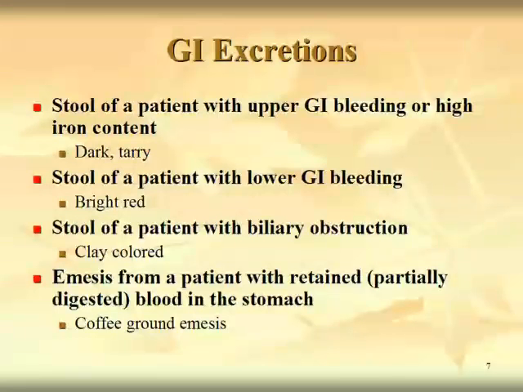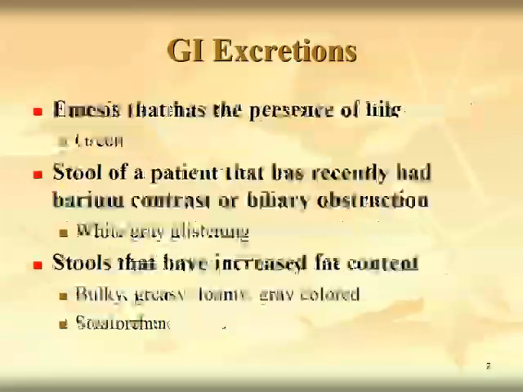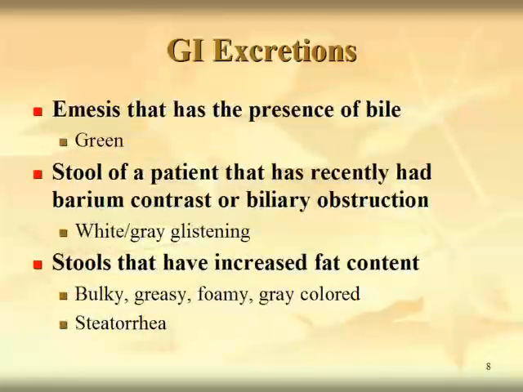If they have a biliary obstruction, it'll be typically clay colored. And if they have emesis from retained blood in the stomach, it'll look like coffee ground emesis. Emesis that has the presence of bile will be a green shade, and stools of patients who have recently had barium contrast or who have biliary obstruction will have white or gray types of excretions. Stools that have an increased fat content will be bulky, greasy, foul-colored, kind of grayish, and fat in the stool is known as steatorrhea. A common disorder that has this type of stool is cystic fibrosis.